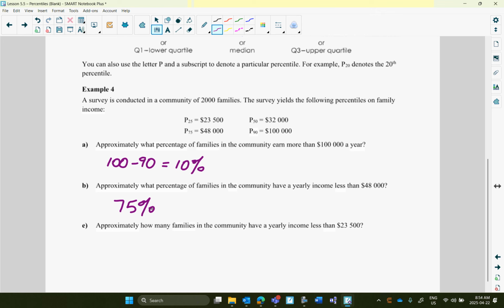Now, this is a slightly different question. It doesn't ask the percent of families. It asks how many families. Well, what's the percent of families that are less than this? 25 of the 2,000, right? So we would go 25% of the 2,000 families. Therefore, it would be 0.25 times 2,000, which would give me how many families? 500 families.